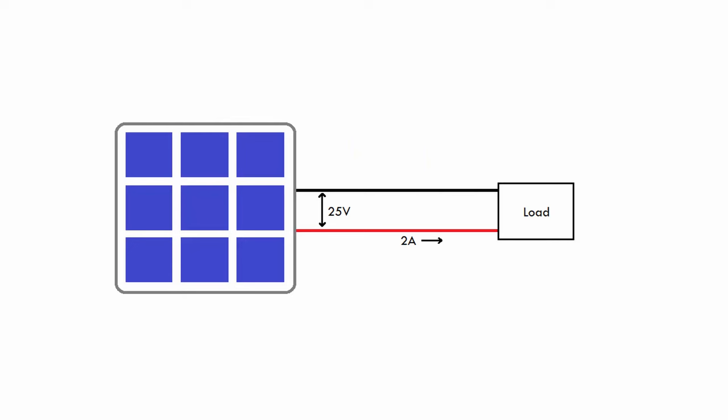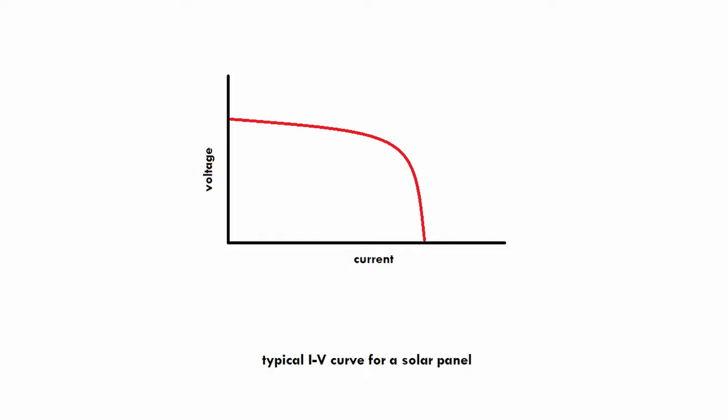So let's say that we have some kind of solar panel, and the voltage on that solar panel is 25 volts, we're drawing 2 amps of current from it, we get 25 times 2 is 50 watts of power. Pretty straightforward. Now it turns out with any kind of power source, not just a solar panel, that when you draw more current from a power source, the voltage actually goes down. So the more current you draw from a solar panel, the lower the voltage becomes, and also the less current you draw from a solar panel, the higher the voltage becomes.